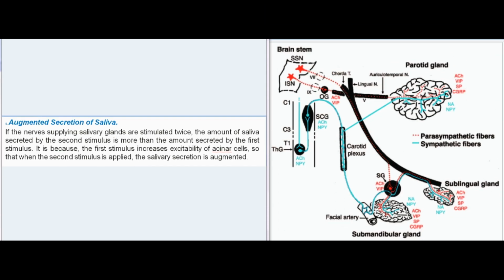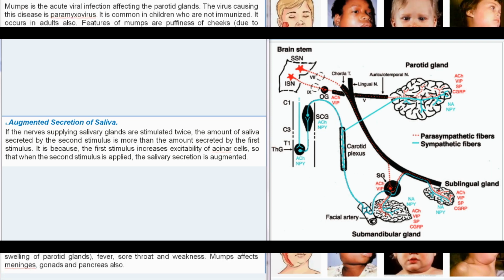Augmented secretion of saliva. If the nerves supplying salivary glands are stimulated twice, the amount of saliva secreted by the second stimulus is more than the amount secreted by the first stimulus. It is because the first stimulus increases excitability of acinar cells, so that when the second stimulus is applied, the salivary secretion is augmented.